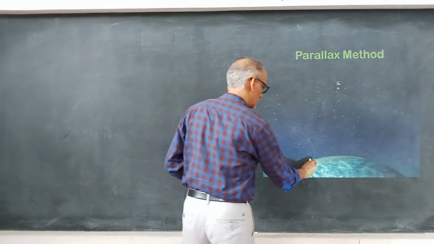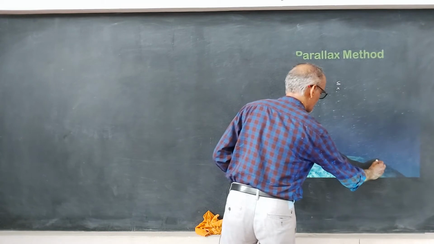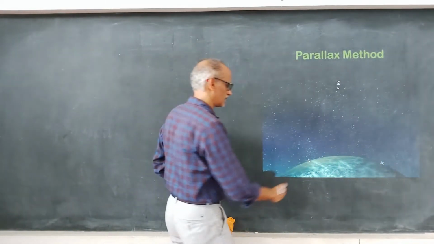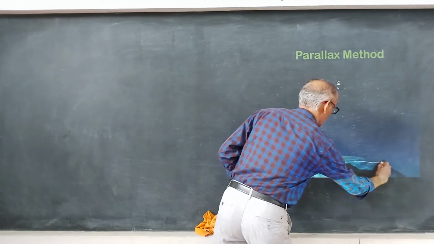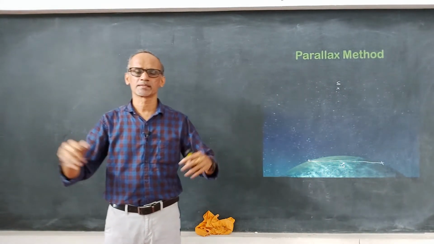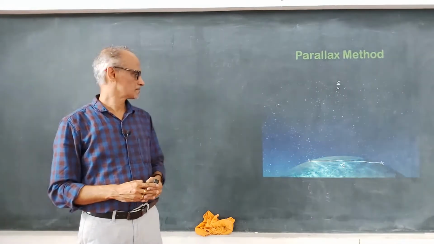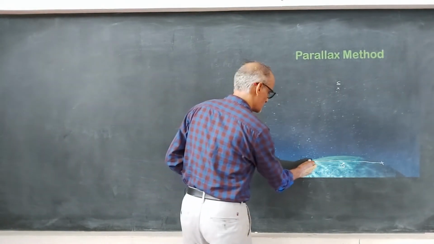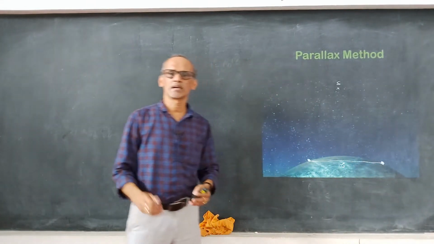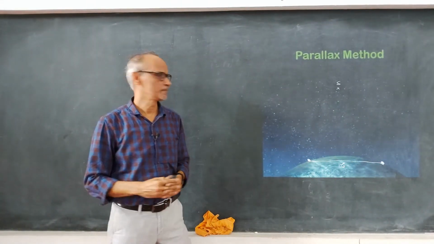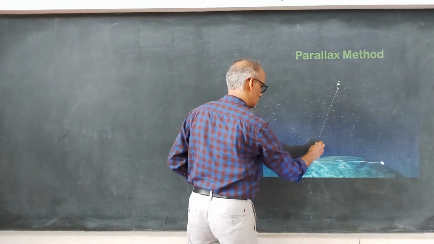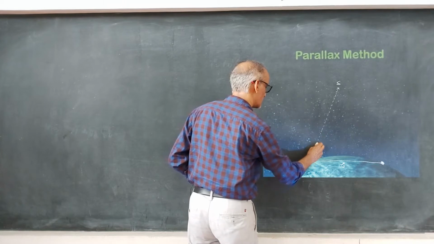Now from two different positions, from two different locations, which are at a distance b. So b is called the base. Using a telescope, the star is viewed simultaneously. Okay. So this is how the star appears. So the star appears here.